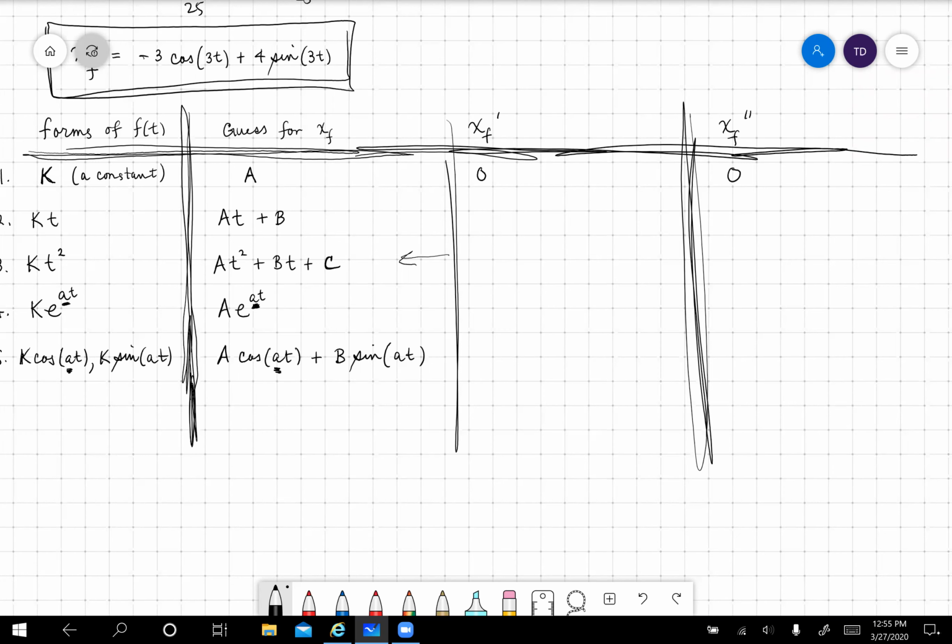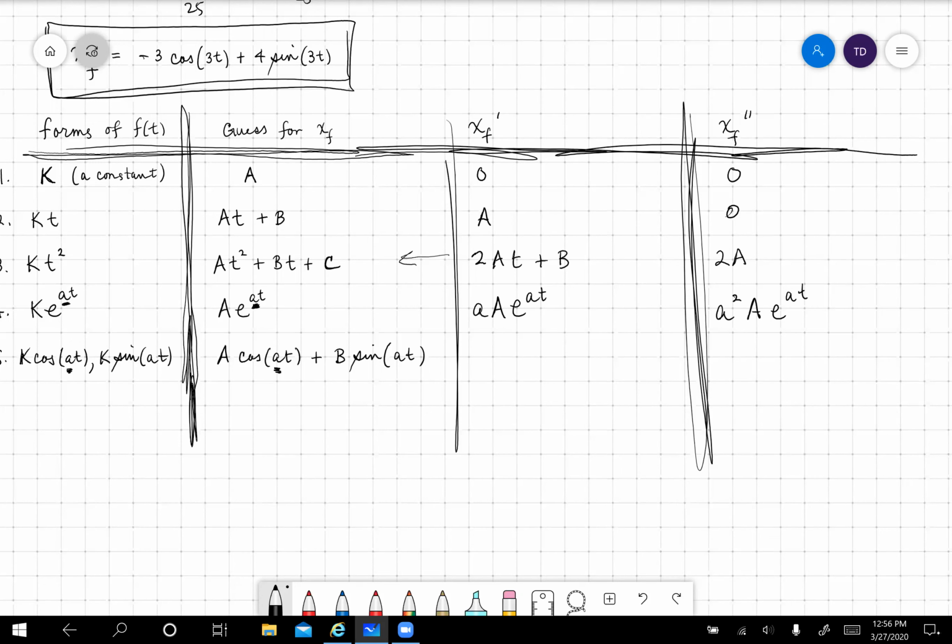0 and 0, that one was easy. We saw that one. This one is a and 0. This derivative here is 2at plus b, that's the first derivative, and its second derivative is 2a. For A e to the a t, its derivative is little a, capital A, e to the a t. And its second derivative is a squared, capital A, e to the a t.